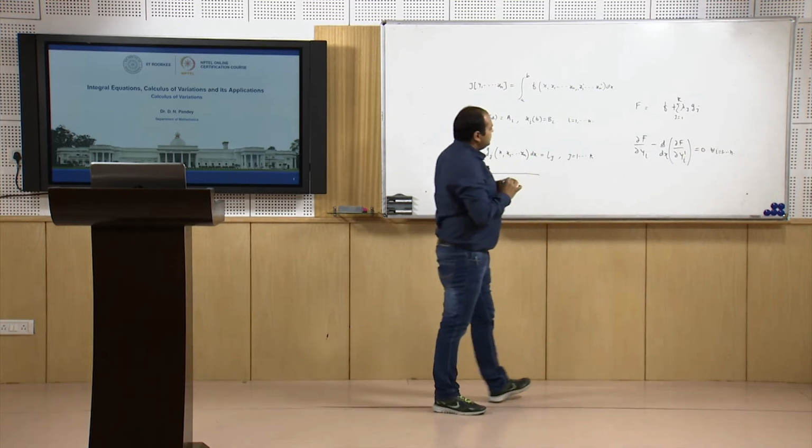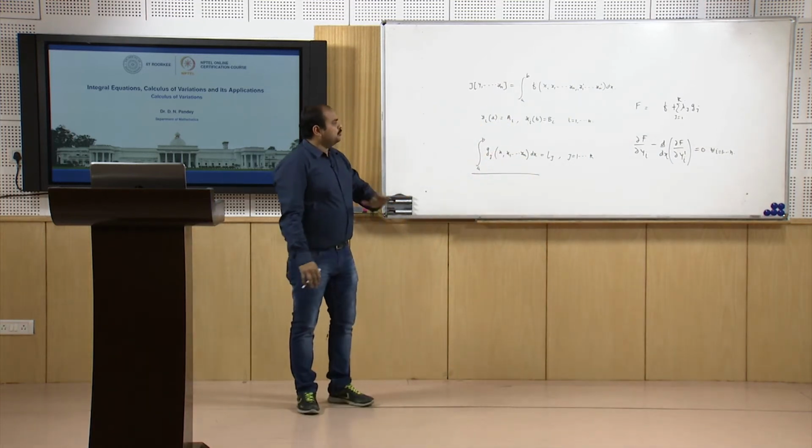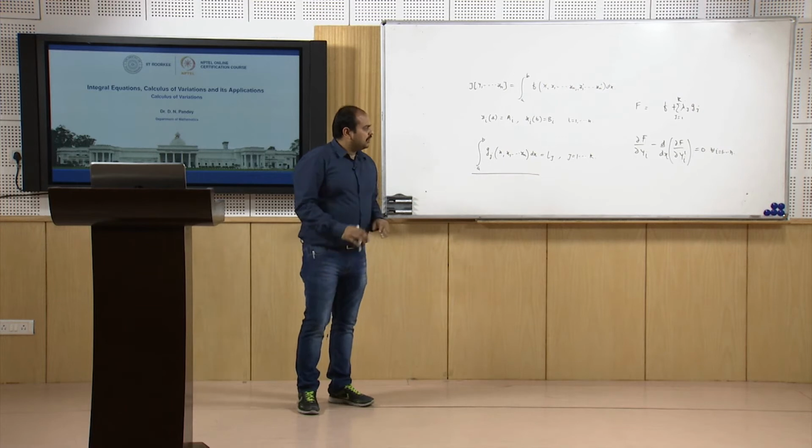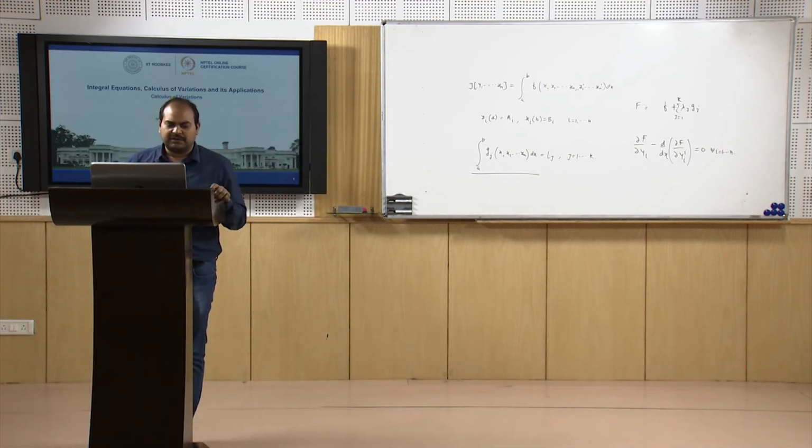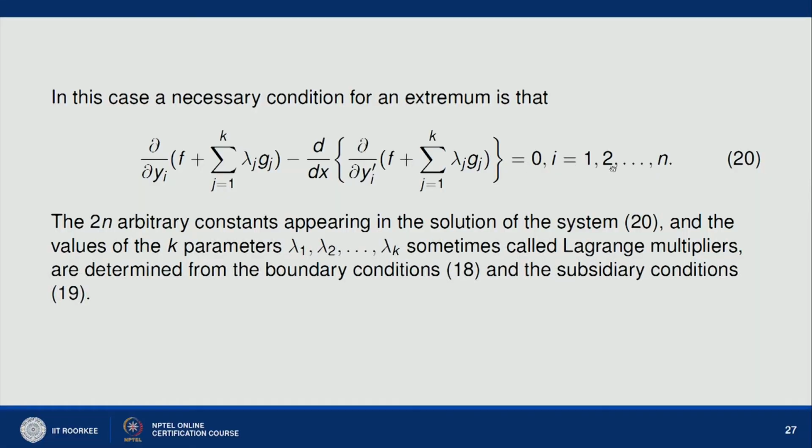So, this proof is similar to the previous proof. We are simply writing the condition that ∂f/∂yi + Σ_{j=1}^{k} λj gj − d/dx of (∂f/∂yi' + Σ_{j=1}^{k} λj gj) = 0 for each i = 1 to n.